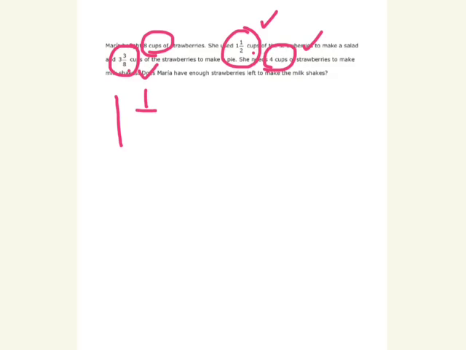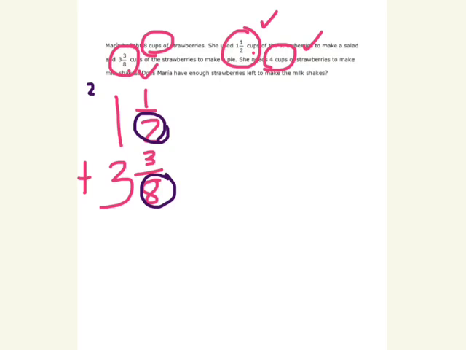1 1/2 plus 3 3/8. Now I'm going to do the process that I remember us doing. Circle my denominators, and I'm going to list out their multiples. 2, 4, 6, 8, 10, and 8, 16, 24, and I already see one. I see that 8 is a common multiple for both of them. So that's going to be my new denominator.